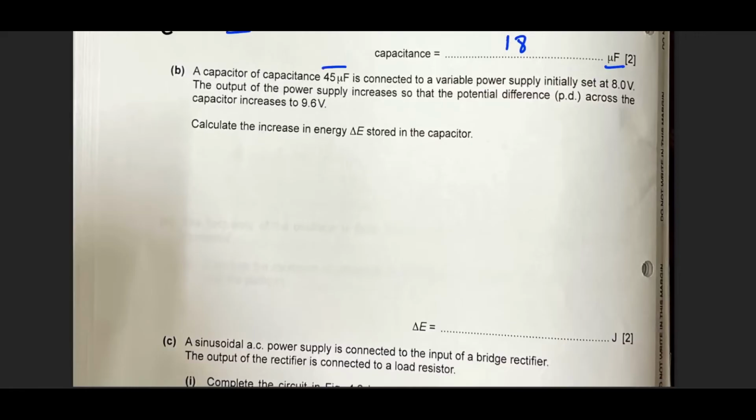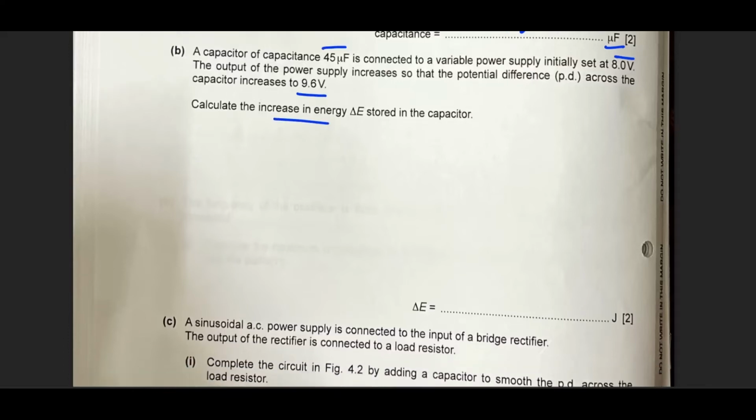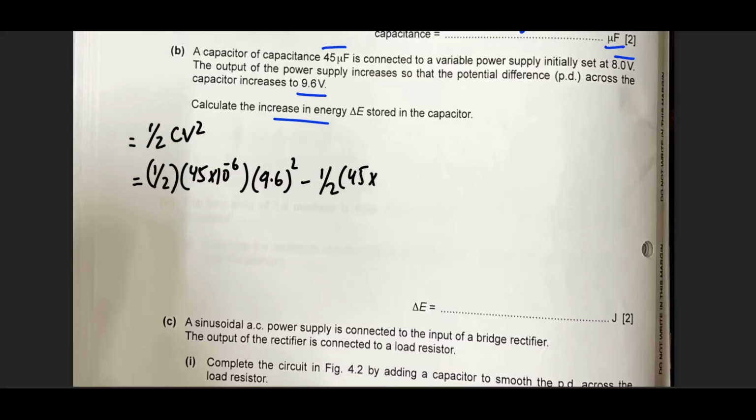He says a capacitor of 45 is connected with a power supply of 8. Its voltage increases to 9.6. What's the increase in energy? No issues whatsoever. So the equation goes something like this: half CV square, right? So you can do it in two ways. So this would be 1 over 2 into capacitance is 45 into 10 raised to the minus 6 into 9.6 whole square minus 1 over 2 into 45 into 10 raised to the minus 6 into 8 square. So that gives you the change, because increase or change requires a difference.